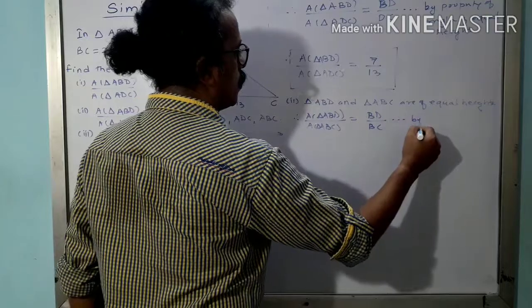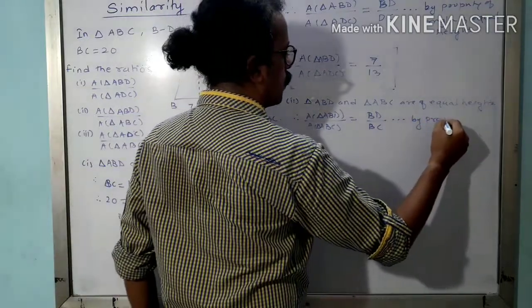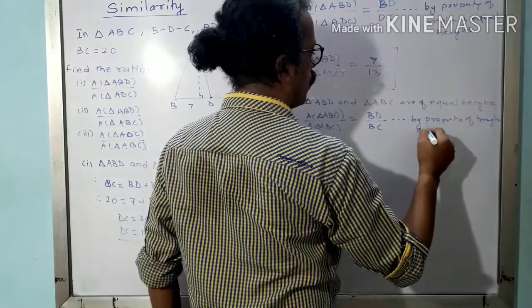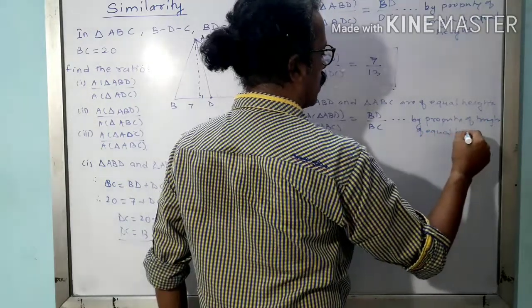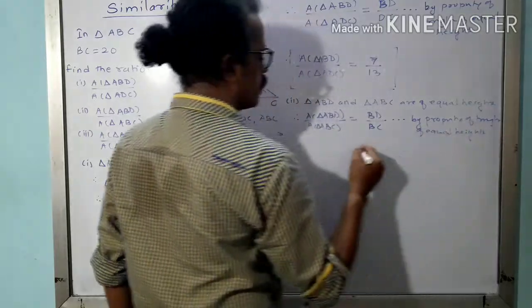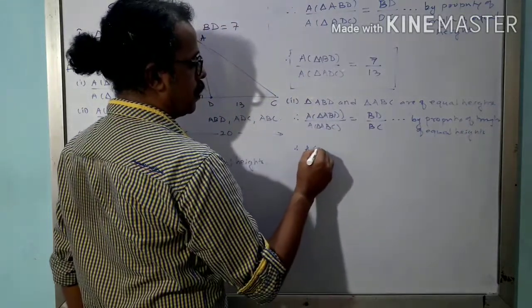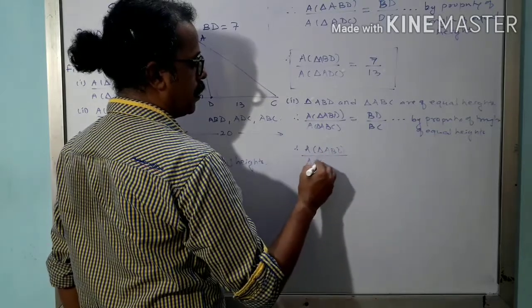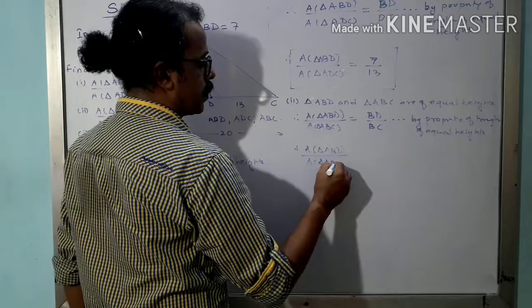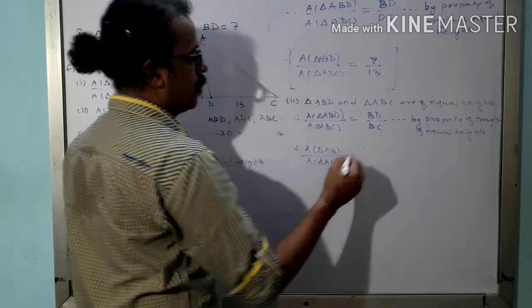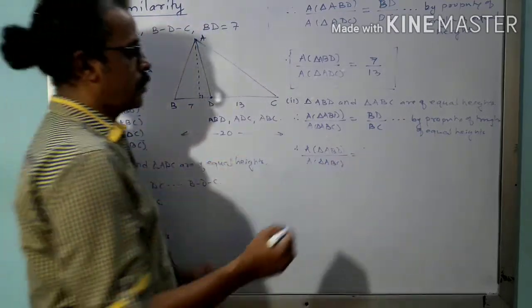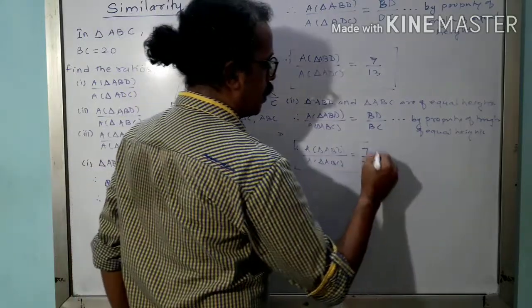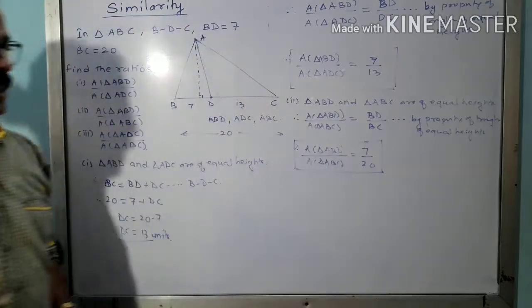Again, by property of triangles of equal heights, therefore area of triangle ABD upon area of triangle ABC is equal to, what was BD? It is 7 and this is 20. So 7 upon 20. Again, try to highlight your answer. Okay, so this is your second answer.